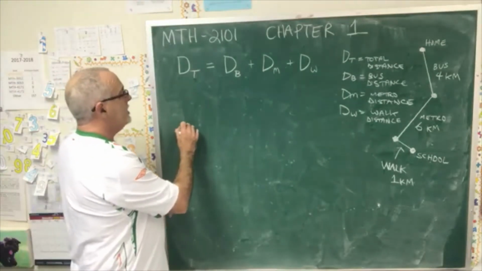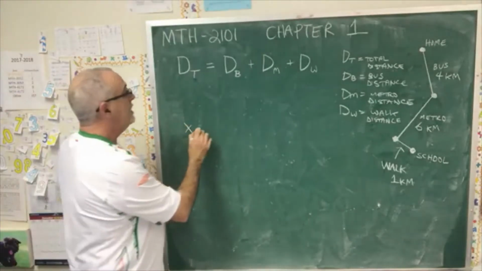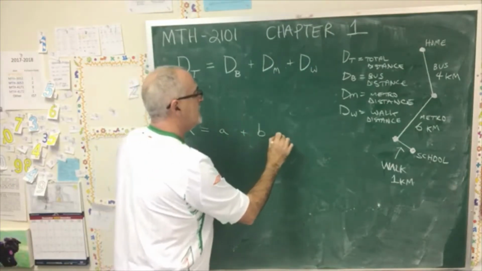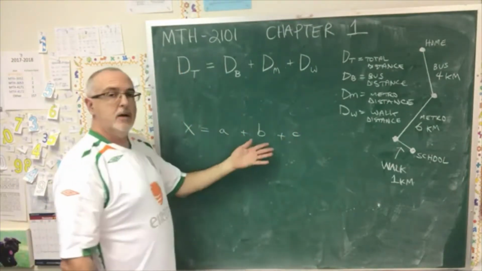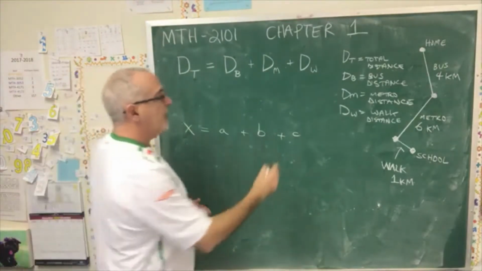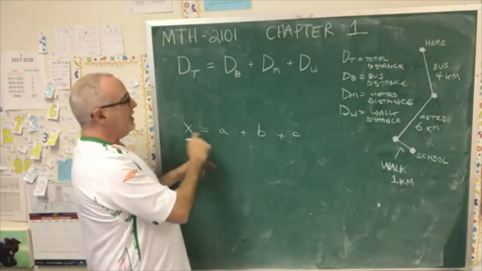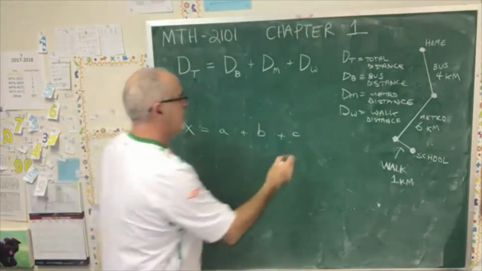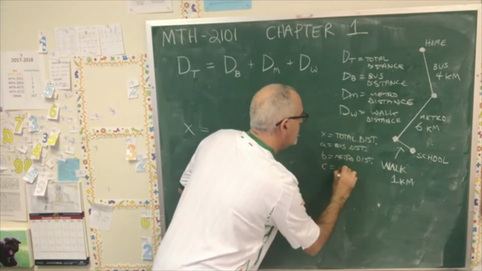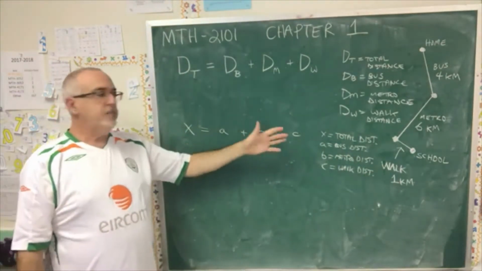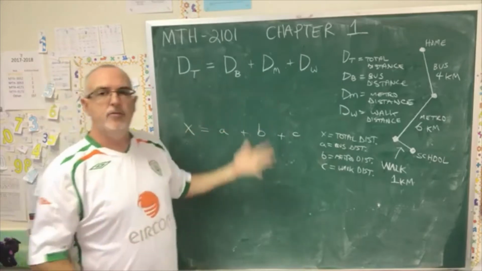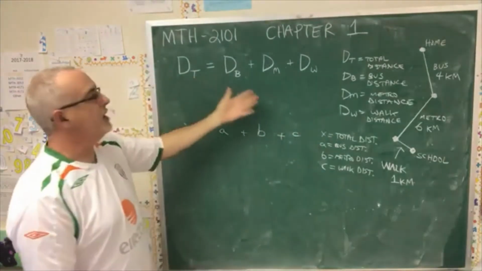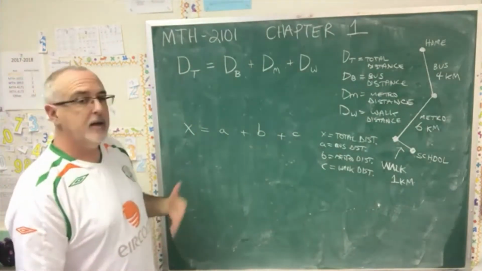So what if I decide that x is my total distance, and a is the distance on the bus, b is the distance on the metro, c is the distance walking? Well, this also works. This works just as well, and a lot of students will find this a little easier to read and they prefer this method, but you still have to define your variables. So now we've covered the concept of using variables to represent different things in an equation. We're defining our variables and we're making our equation. And we can use this equation to calculate things.